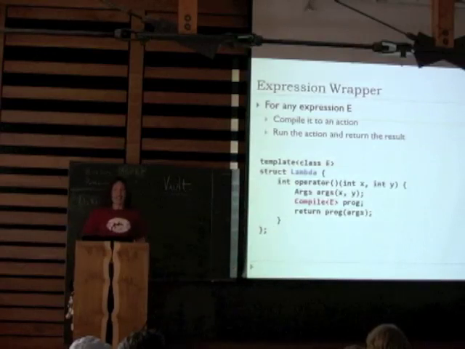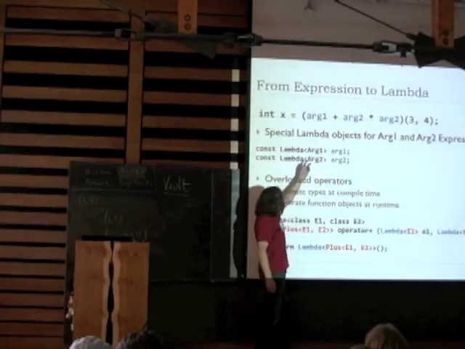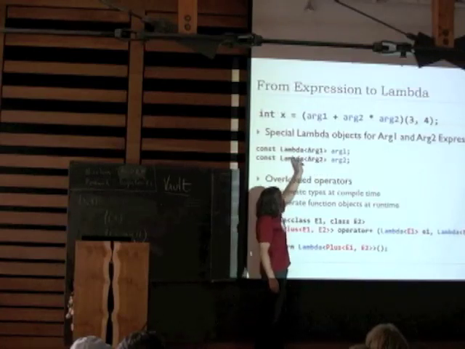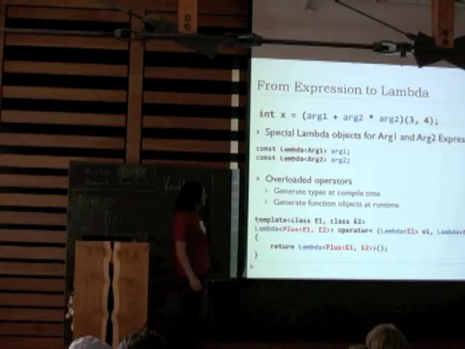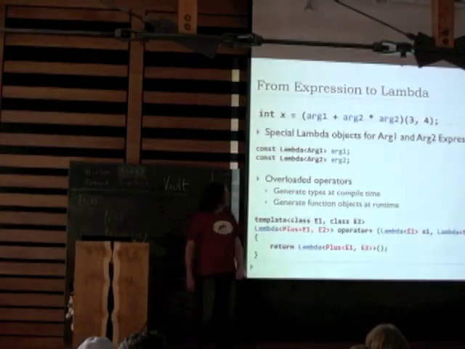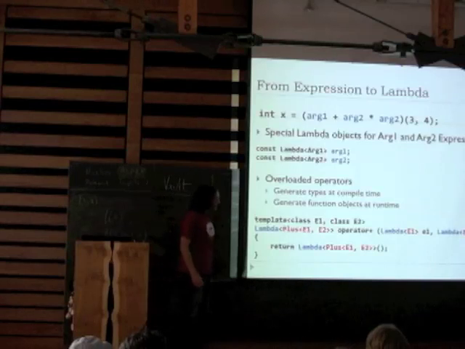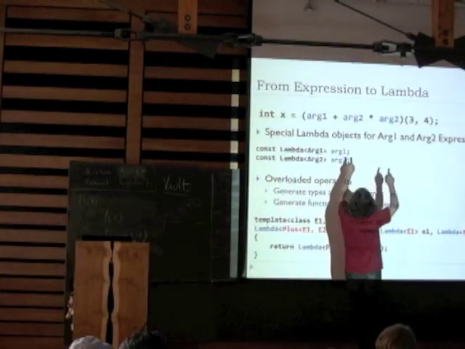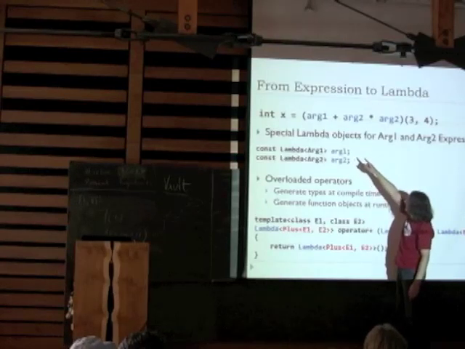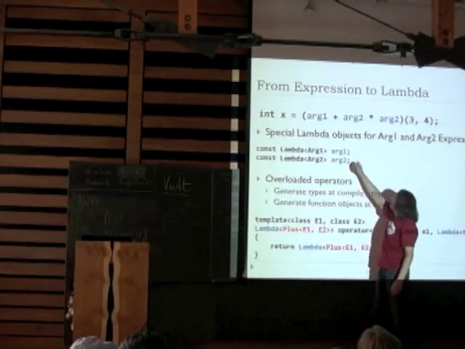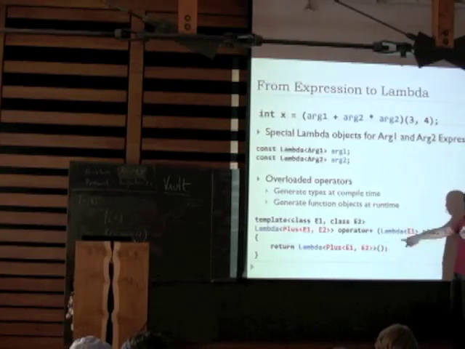And I'm done. Well, I'm not done yet because I have to define these arg1 and arg2. But arg1 and arg2 are just defined as lambda of arg1, lambda of arg2. Right? Lambda with the simplest expression, the leaf expression arg1, leaf expression arg2. So these are my two objects. And I'm almost done, except I have to overload the operators, right? So if you look at this expression, let's say operator plus. Operator plus takes arg1. What is arg1? It's a lambda. The second argument is also some kind of lambda. So operator plus takes two lambdas.